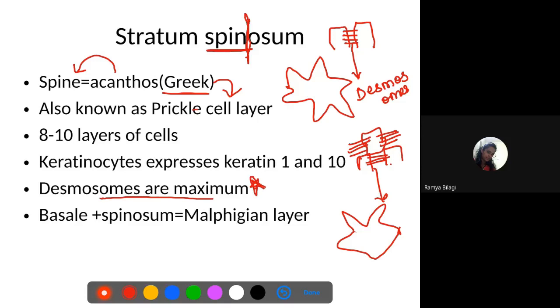So the next point is, we collectively call the stratum basale and stratum spinosum, that is the lowermost layers 1 and 2, the Malpighian layer. So this is a potential MCQ. We call these two layers together as Malpighian layer, please remember.